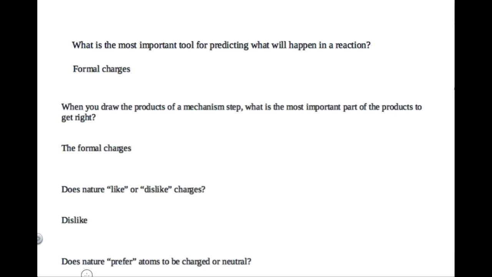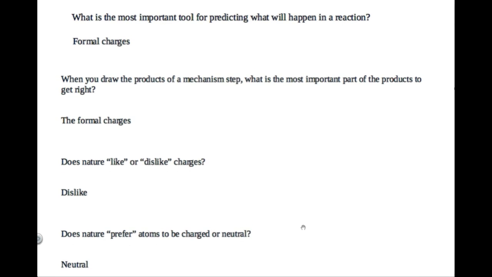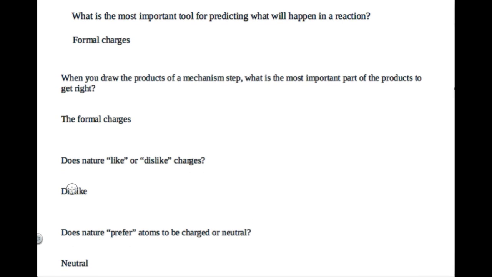Next question. Does nature prefer atoms to be charged or neutral? Well, that should have been an easy one. Again, nature dislikes charges, so nature prefers atoms to be neutral. So again, if you see an atom with a formal charge, you can predict that very likely a reaction will take place to change that atom from charged to neutral.